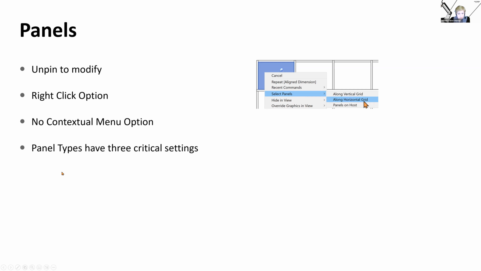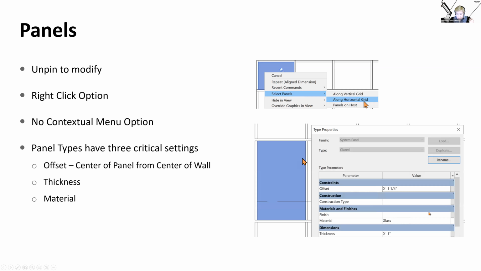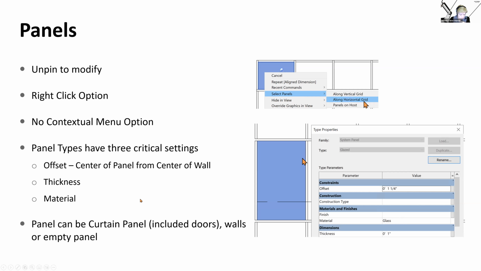The panel types have 3 critical settings. They have an offset, which sets them off from the center of the wall line. They have their material and their thickness. Their thickness is based off the center of the panel. Now, panels can be a curtain panel, which includes doors. They can be walls, or they can be an empty panel also. Let me think. Was there something else? No, I think that's about it for there till we get to the examples.